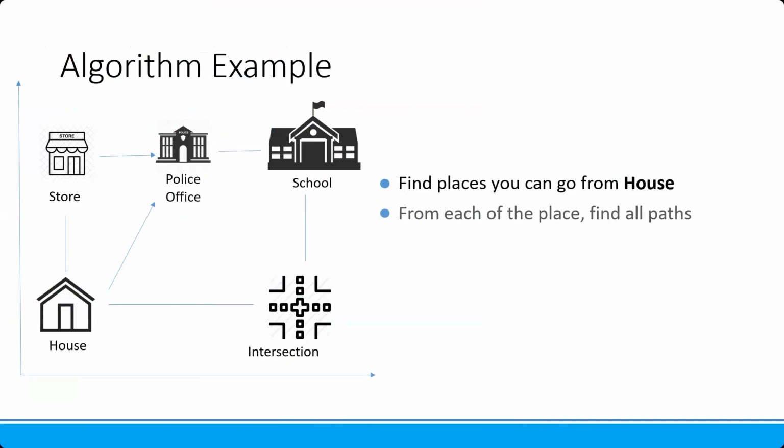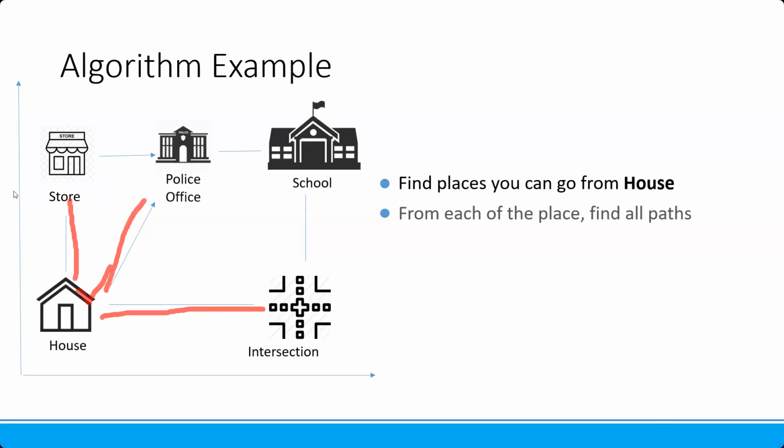From each of the places, find all the paths. It means from the house, I need to check where the destination is that I can reach. Okay, from the house, I can go to the store, I can go to the intersection, I can go to the police office.